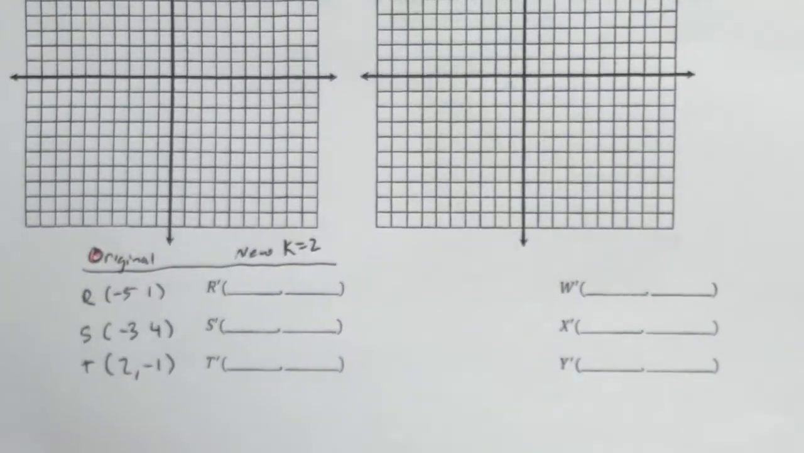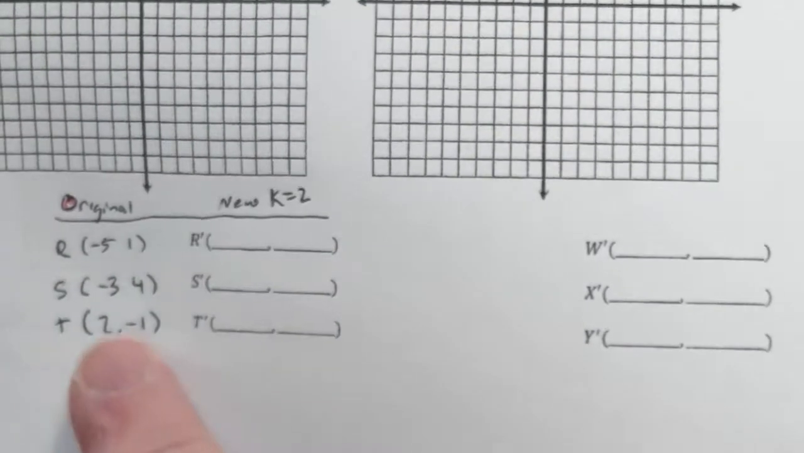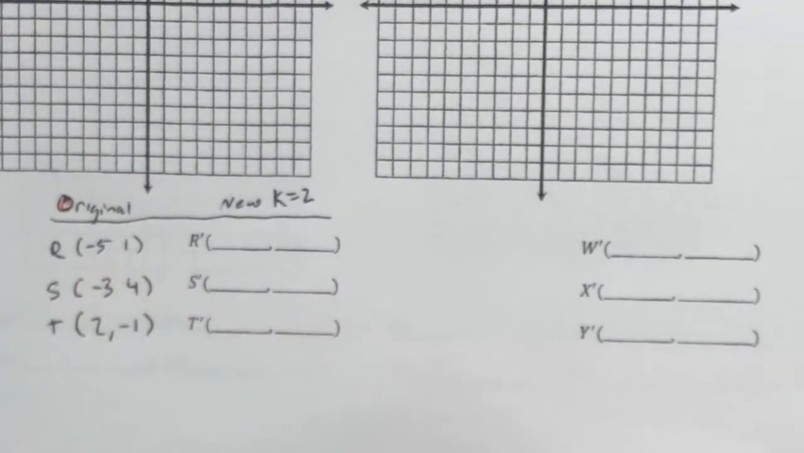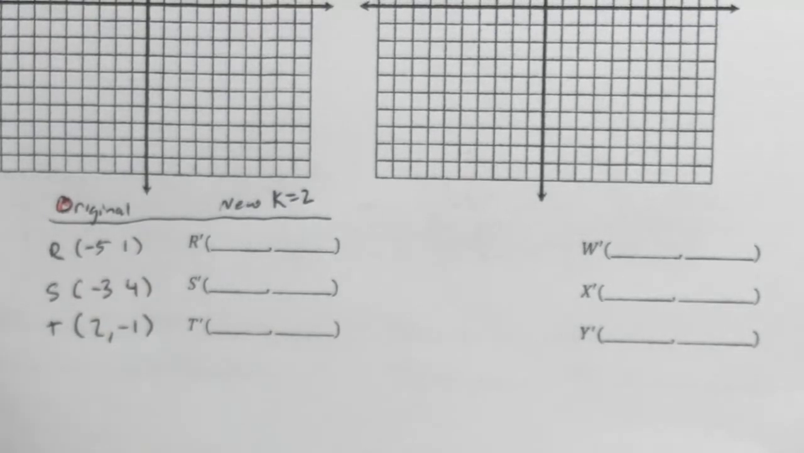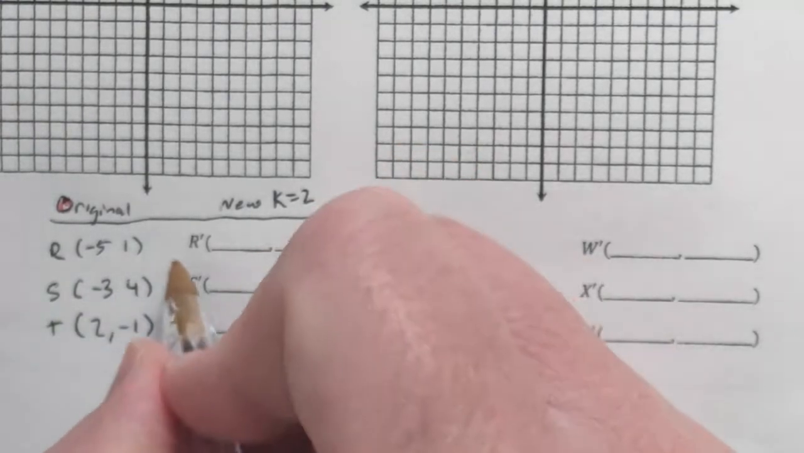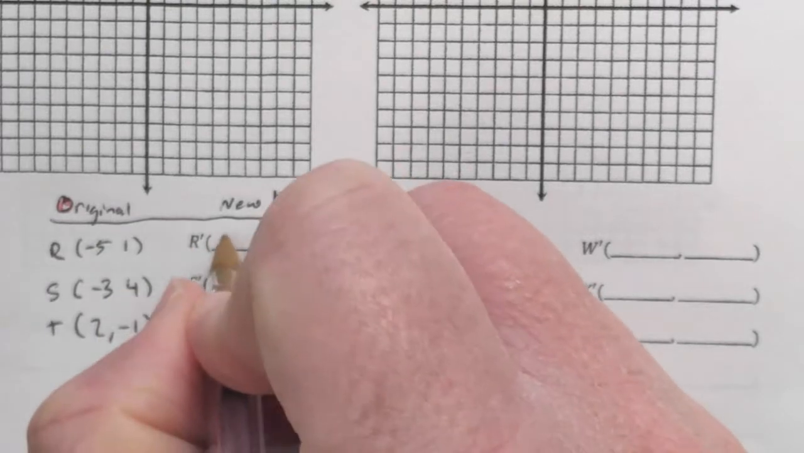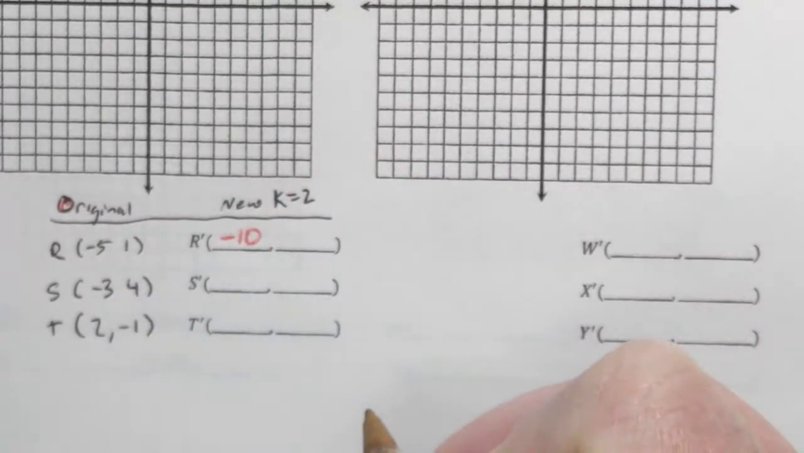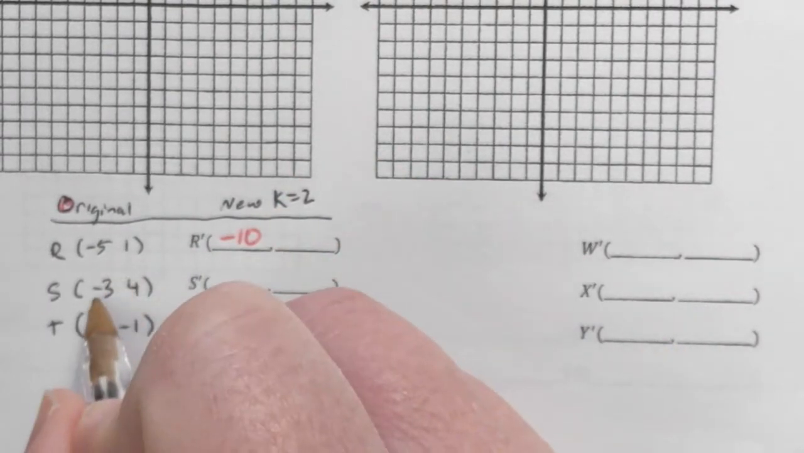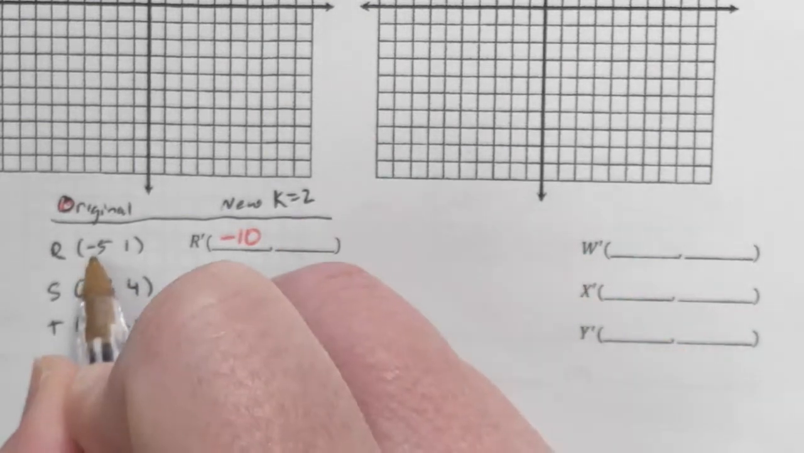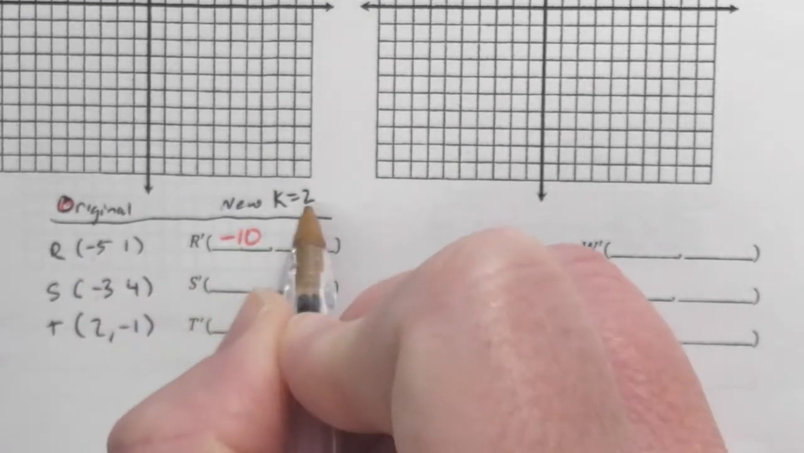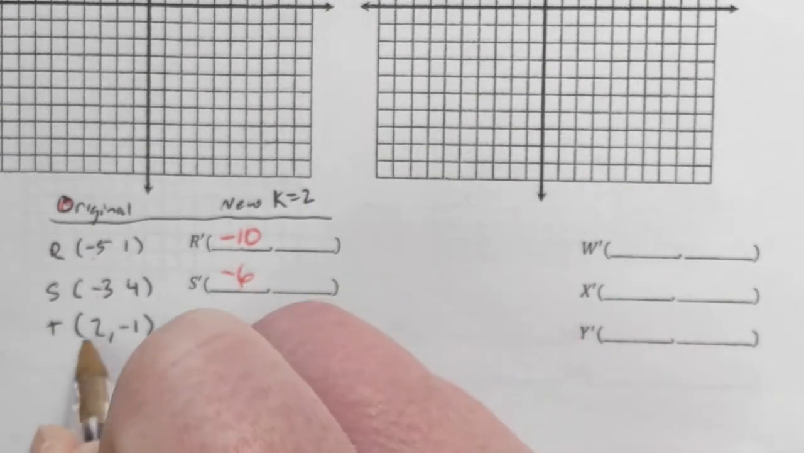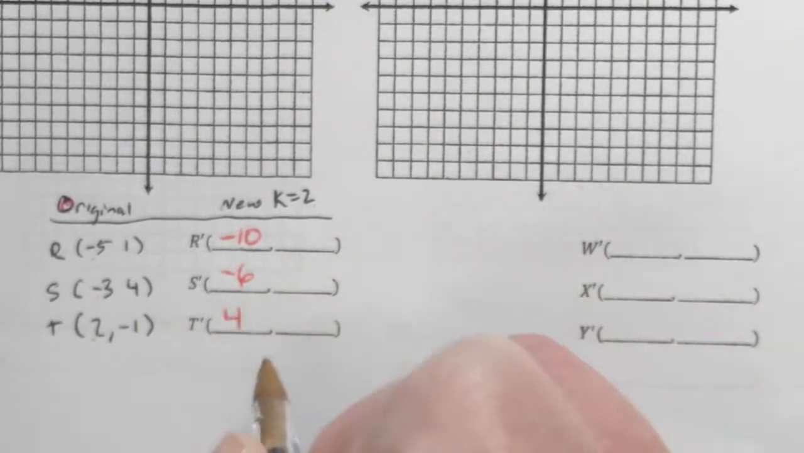All right. Crazy thing about this, all we're going to do is take each individual digit and multiply by 2. That's it. So -5 times 2 is -10. -3 times 2 is -6. 2 times 2 is 4.